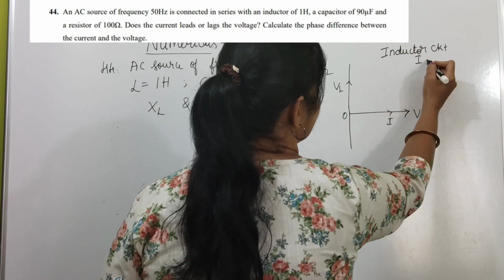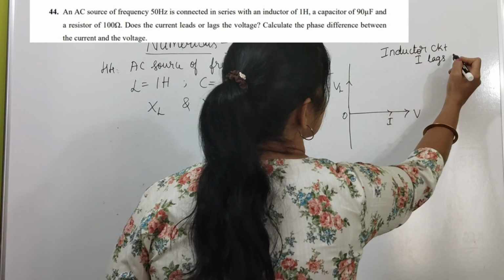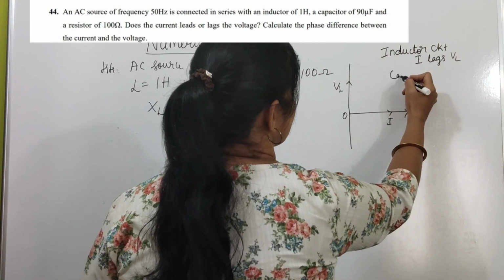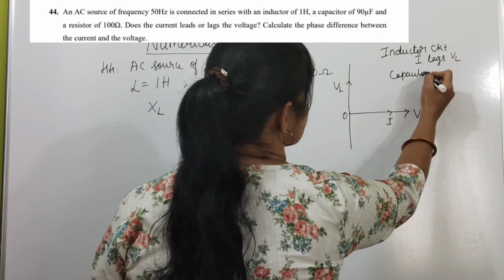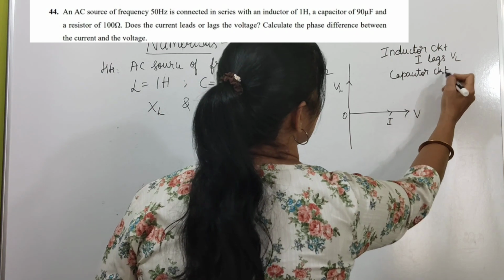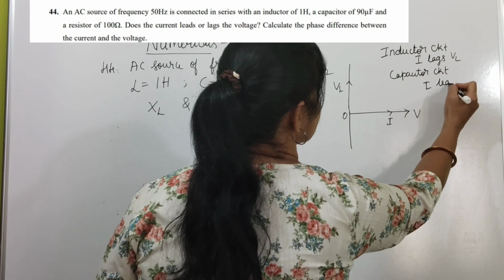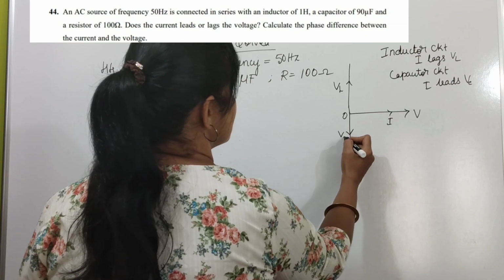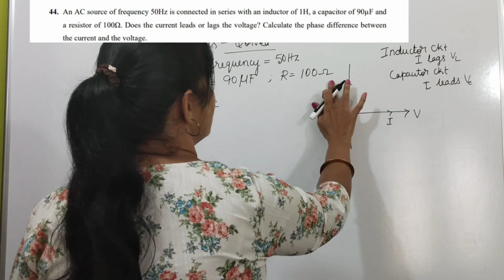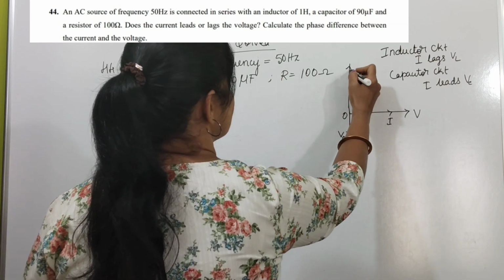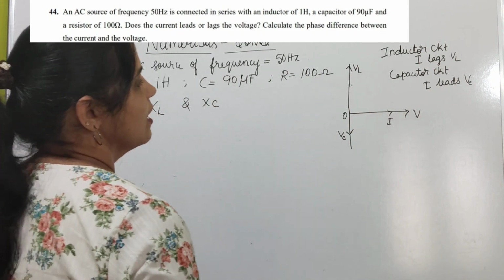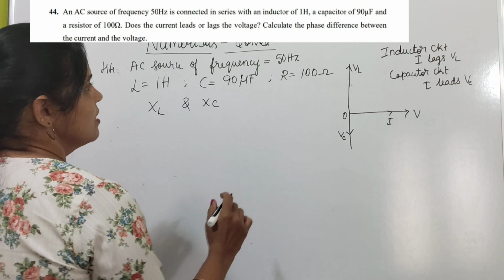I'll write current I lags voltage. Okay. In a capacitor circuit, current leads the voltage. So here we are having VC. Okay. This is VL. Okay. Now, so how to find?